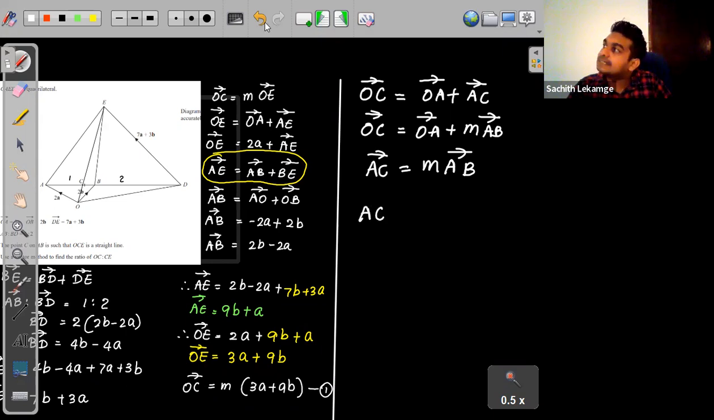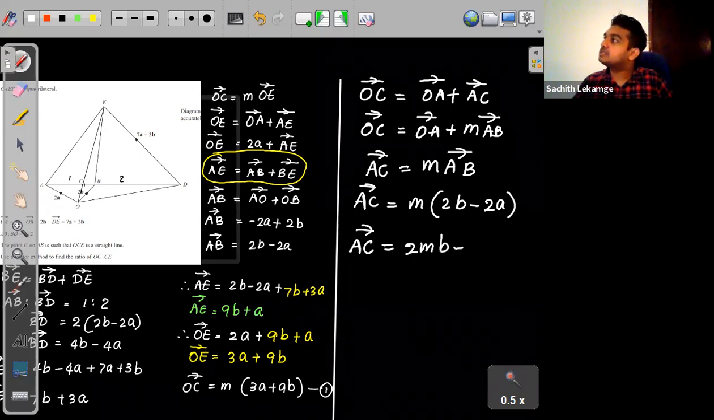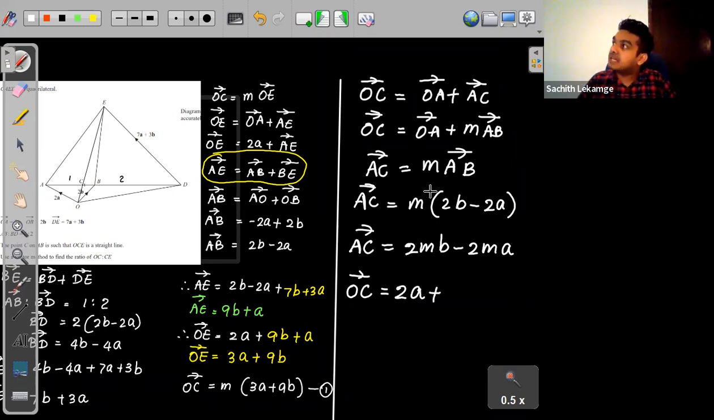AC, AB you already know. AB we found. What is AB value? 2B minus 2A. AC equal m times 2B minus 2A, right? Then you can write AC equal 2mB minus 2mA. Now I'm going to substitute it into this one. OC, therefore OC equal OA. OA is 2A plus m times AB, that means 2mB minus 2mA, right?